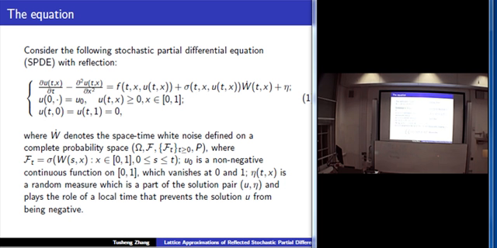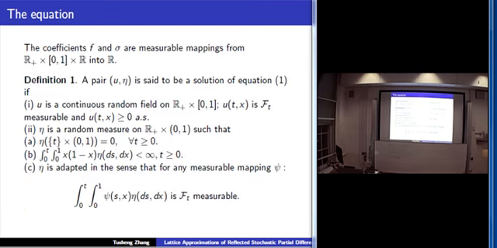And eta is a random measure. It's not a random field, it's a random measure, which satisfies this technical condition and is adapted in the sense that for any deterministic function, this integral is Ft measurable. It's a very natural assumption.